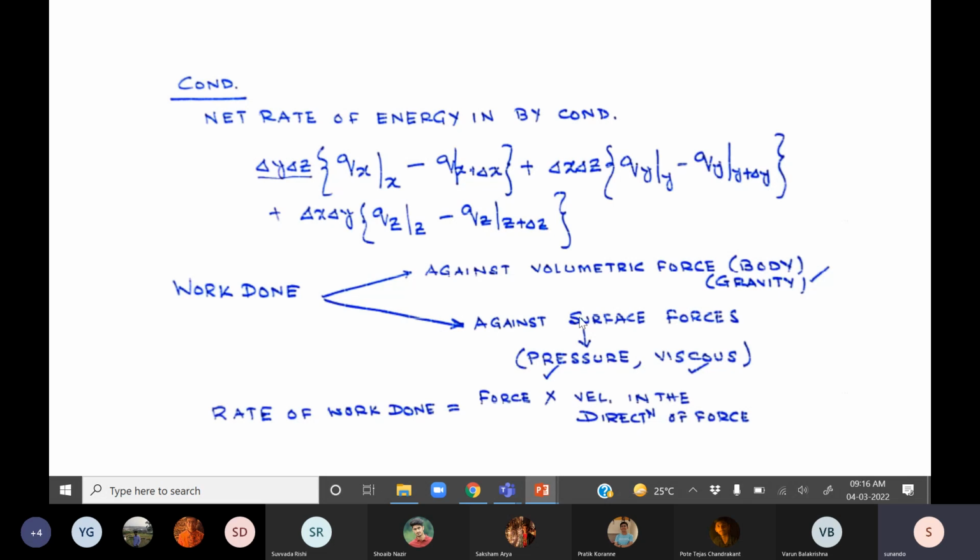And there could also be work done against surface forces. Now we are aware that surface forces generally could be of two different types, especially for macro scale systems. They could be against pressure, or there could be viscous forces. So the rate of work done is force times distance by time. Therefore the rate of work done is force times the velocity in the direction of the force. With this, we are going to evaluate each of these terms and plug them back in the differential equation to obtain the equation of energy.